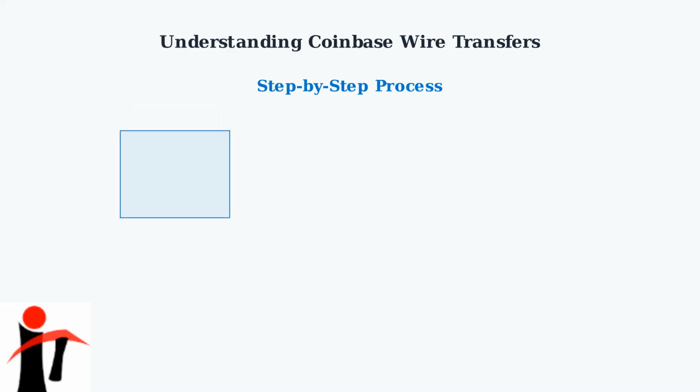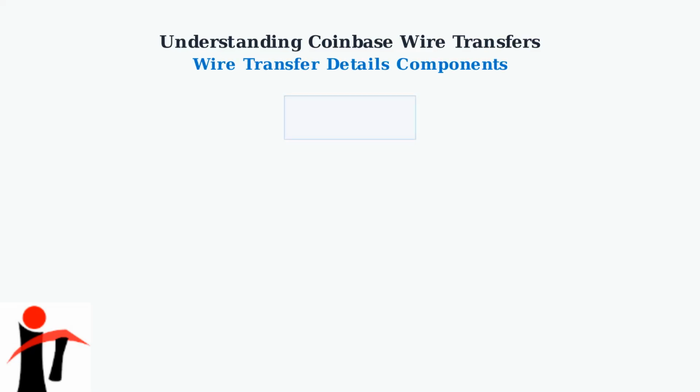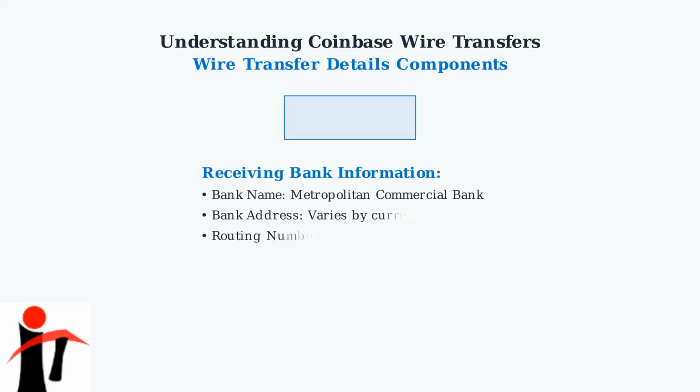Next, you'll click on the Deposit or Add Cash option. Then specifically select Wire Transfer as your deposit method. This is where Coinbase will generate your personalized wire transfer instructions. Your wire transfer details will include several critical components.